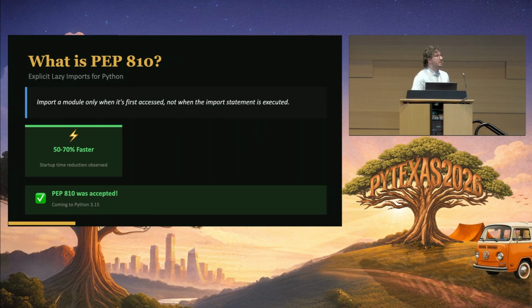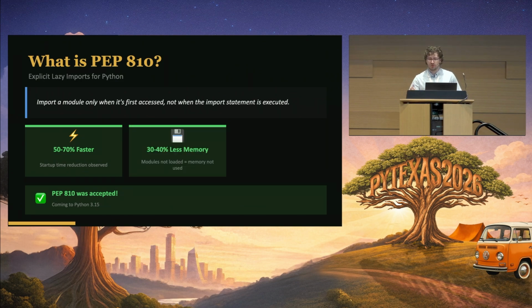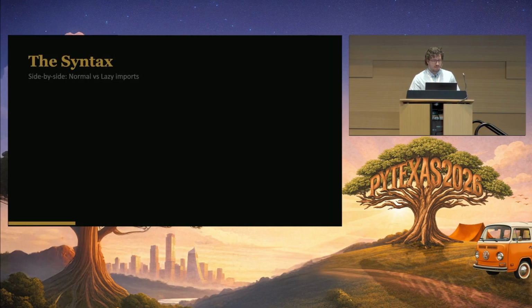So, startup time reductions, some numbers I've pulled from the PEP. You can see things like 50 to 70% faster startup times, a little bit less memory usage, and we have a nice explicit syntax. So when you onboard a junior, it's not like, why does this thing not work, or how does it work? It says lazy import this, and it's explicit, so it's nice to reason about.